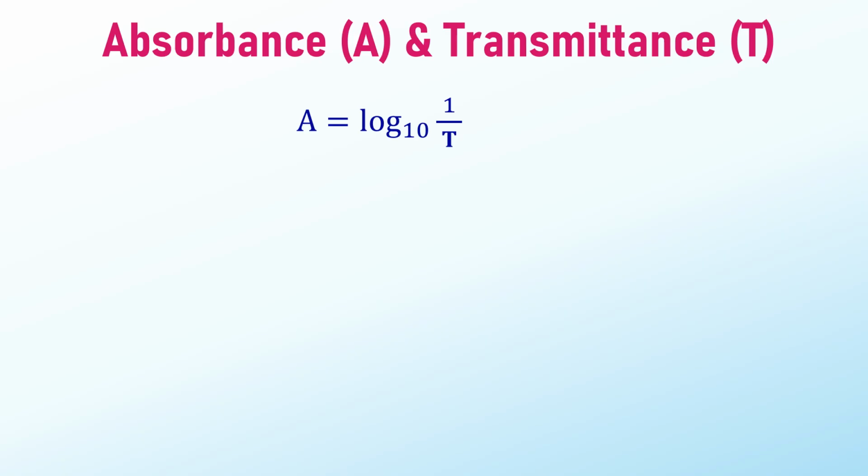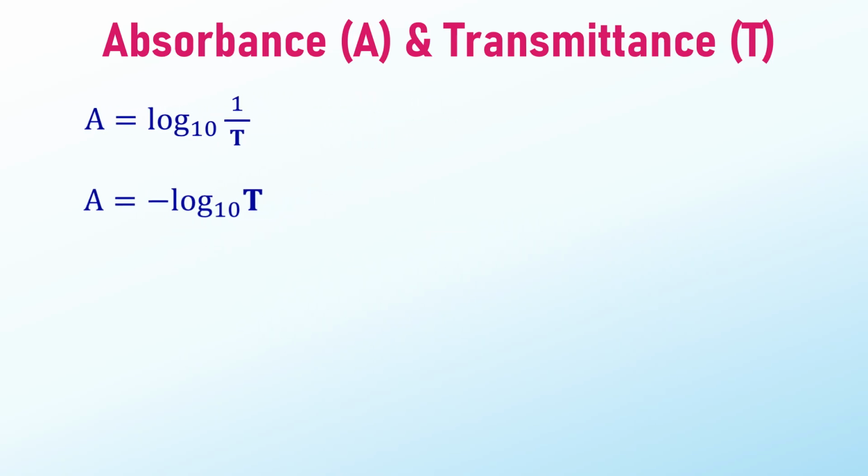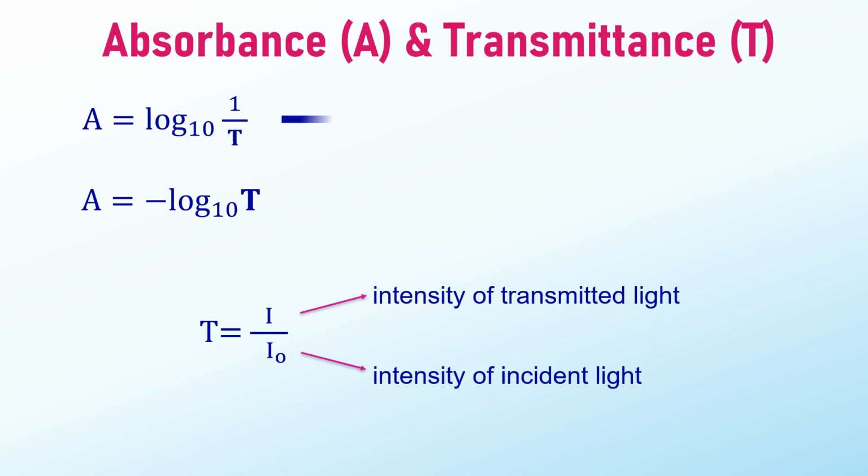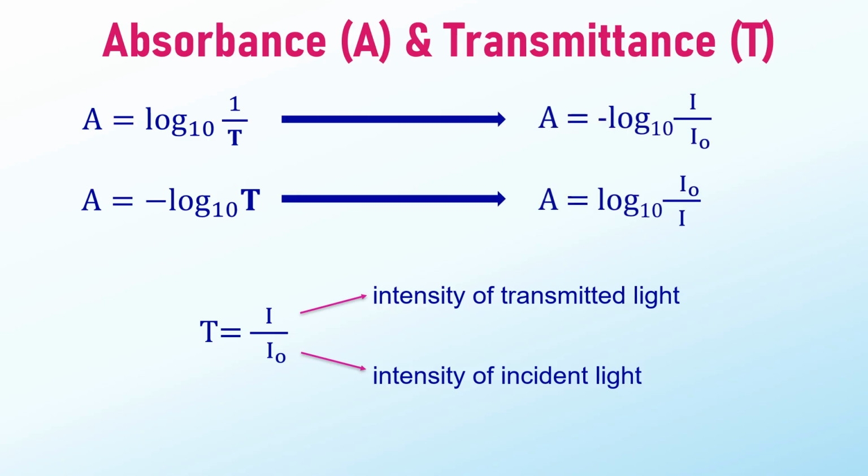Mathematically, absorbance A is the decimal logarithm of 1 by T or the negative logarithm of T to the base 10. Transmittance T can be defined as a ratio of transmitted light intensity I to the incident light intensity I naught. Thus, absorbance A can also be written as negative logarithm of I by I naught or logarithm of I naught divided by I.